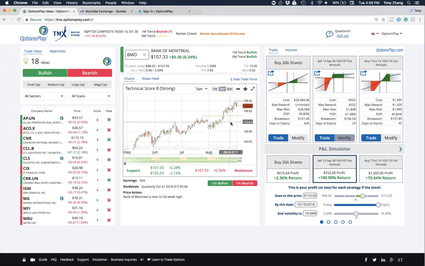So again, depending on what your views are on the underlying stock, if you think it's going to make a fairly large, quick move in one direction or another, debit spread's going to be better. If you think it's going to stay fairly modest or neutral where it is, credit spreads are better.